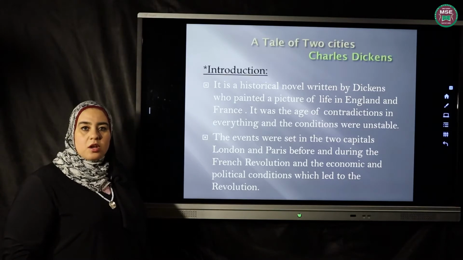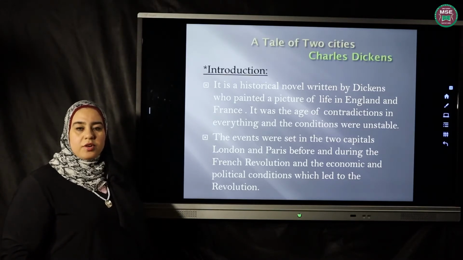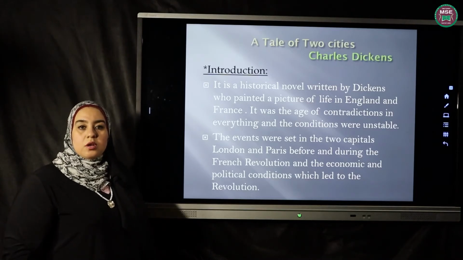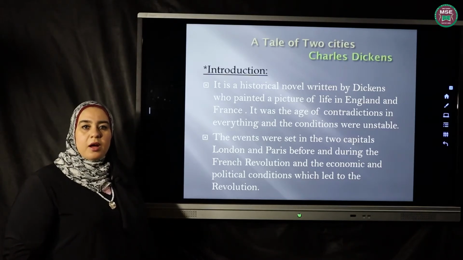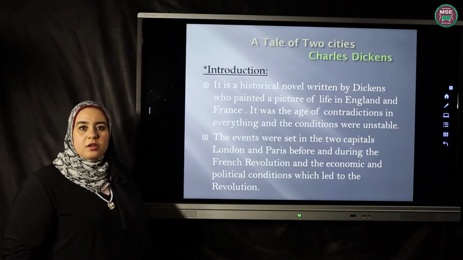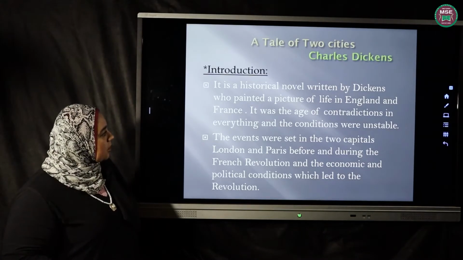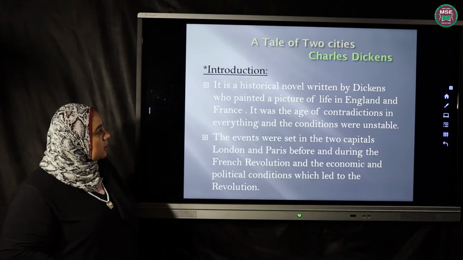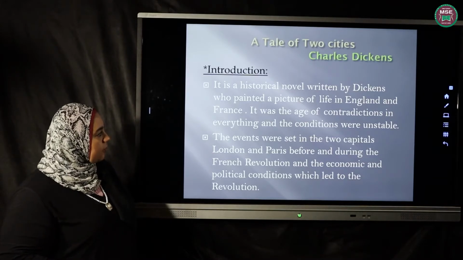Its events are real, but he imagined, or he told us, the condition in the two countries through this story. But it is talking about a historical event which had happened, which is the French Revolution. It's a historical novel written by Charles Dickens, who painted a picture of life in England and France.